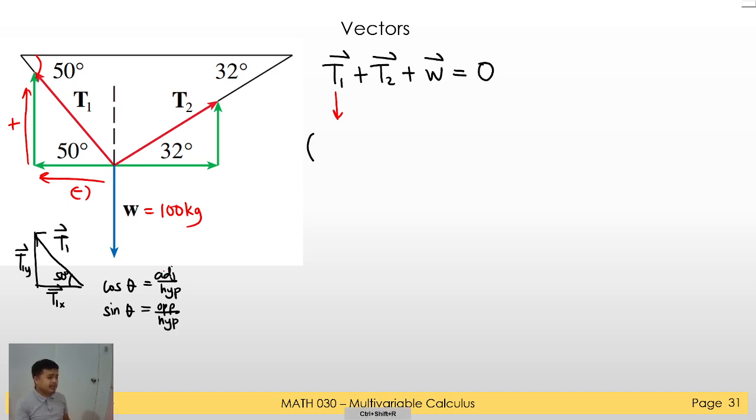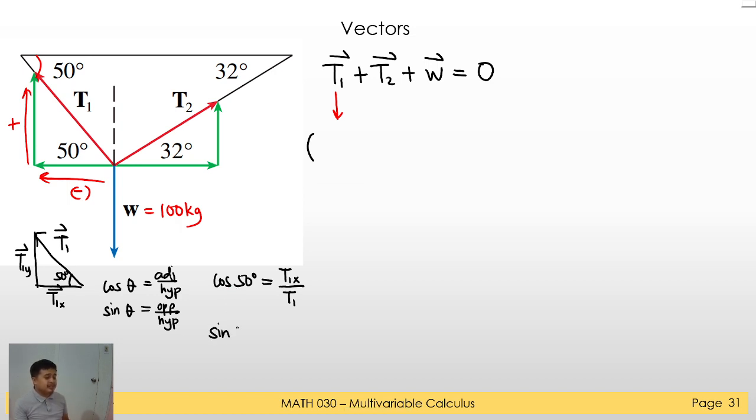Alright, so remember this. Therefore, our T1 and T1x can be represented as cosine 50 degrees, which is equal to T1x over T1, which we do not know yet. So we could say that the component for the notation of T1 will be T1 cosine 50. Okay, later we will discuss this.